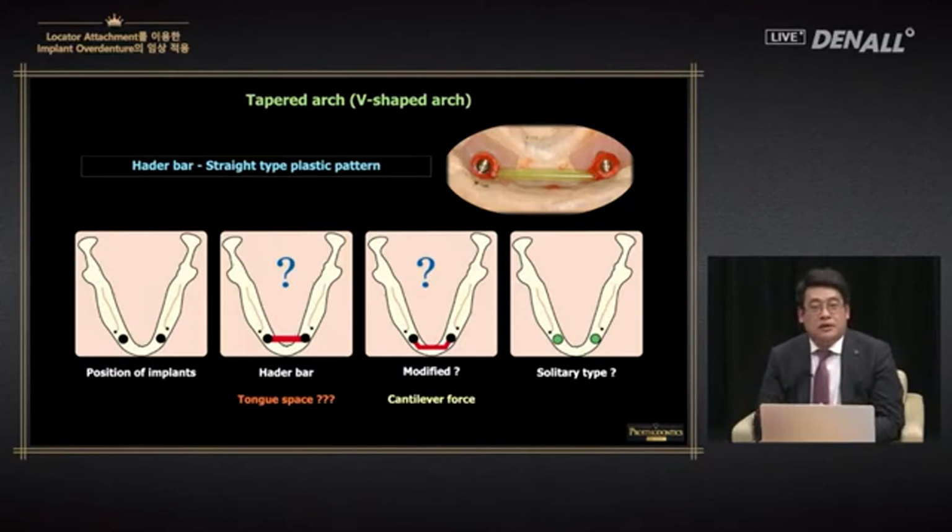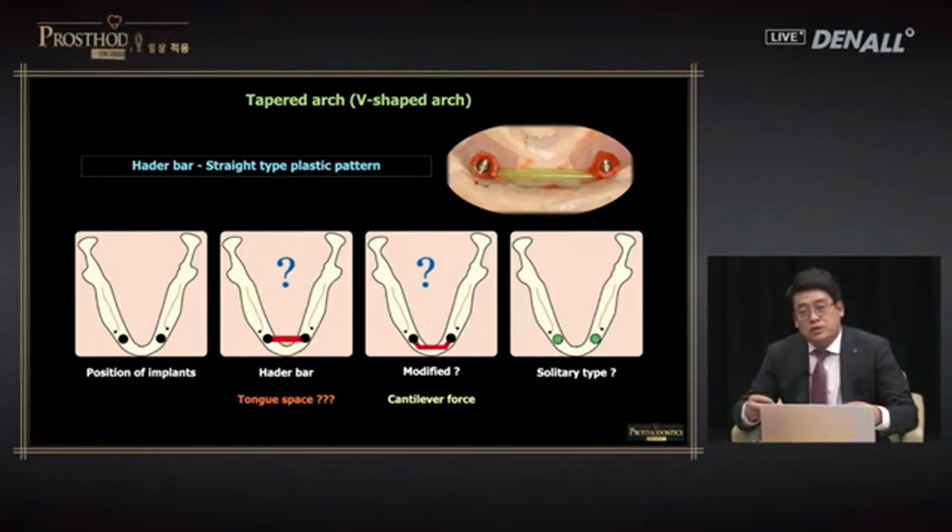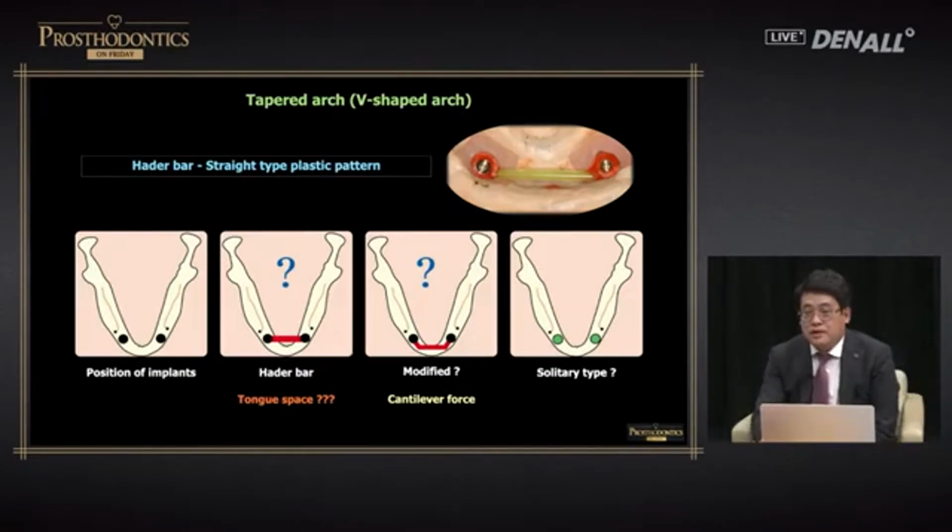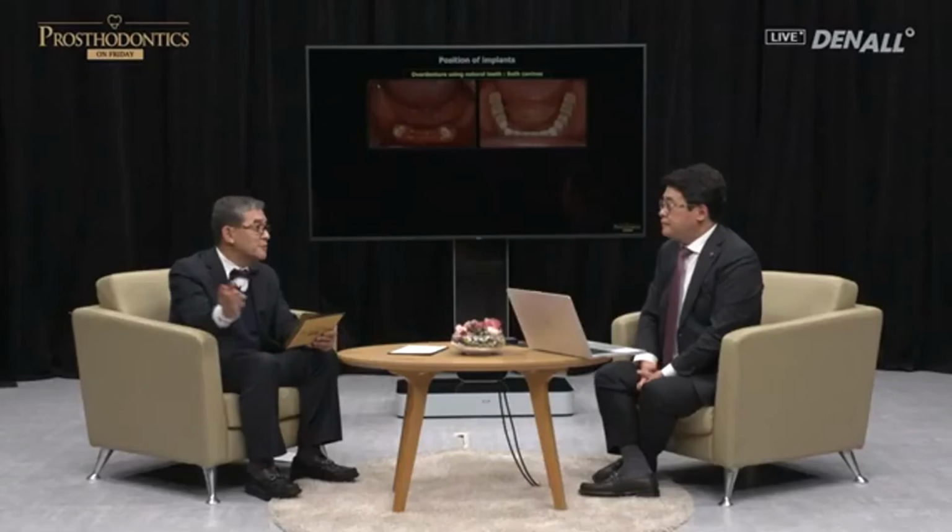Arch shape can be divided into V shape, U shape, and oval shape. And when we assume that the arch is V shape and we place the implant in the canine area, when we connect the two, regardless of whether it is solitary type or bar type, actually in the case of solitary type, virtual fulcrum line is formed and anterior cantilever becomes elongated. Therefore, you need to place the implant in a different position.